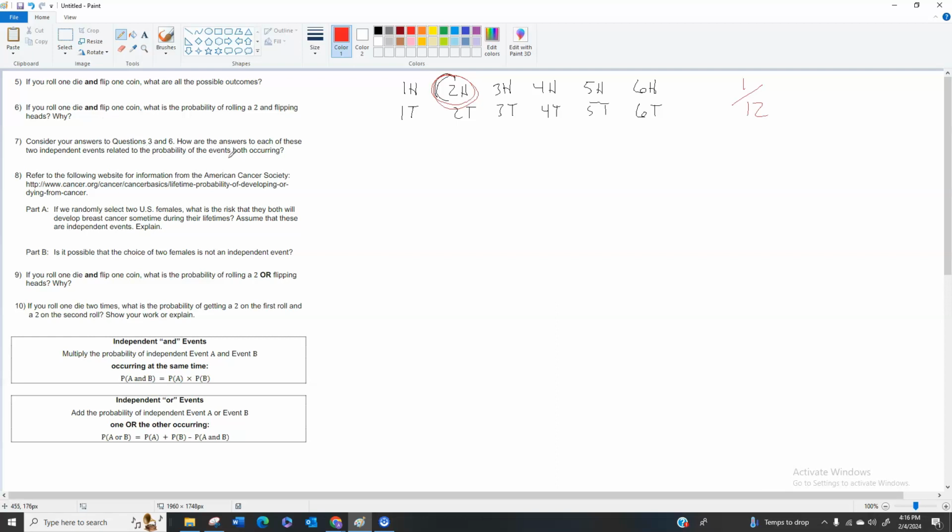So it says, consider your answers to 3 and 6. How are the answers of each of these 2 independent events related to the probability of the events both occurring? Again, you have 1 out of 6 ways of getting a 2 on the die, and then you have a 1 out of 2 chance of getting a heads. So this is a 1/6 chance of rolling a 2. It's a little confusing because we're rolling a 2 and then there's 2 things on the coin. But 1/6 chance of rolling a 2 and then a 1/2 chance of rolling heads. Well, 1/6 times 1/2 is 1/12. 6 times 2 is how we get 12 things happening.